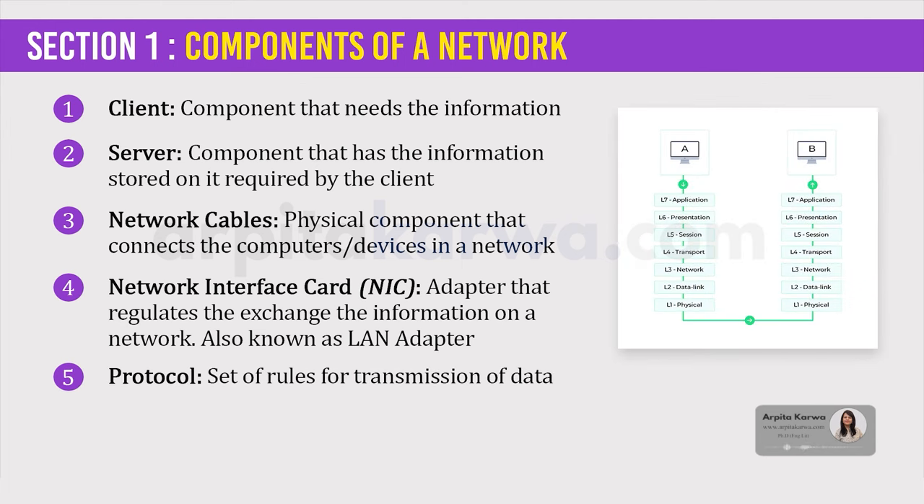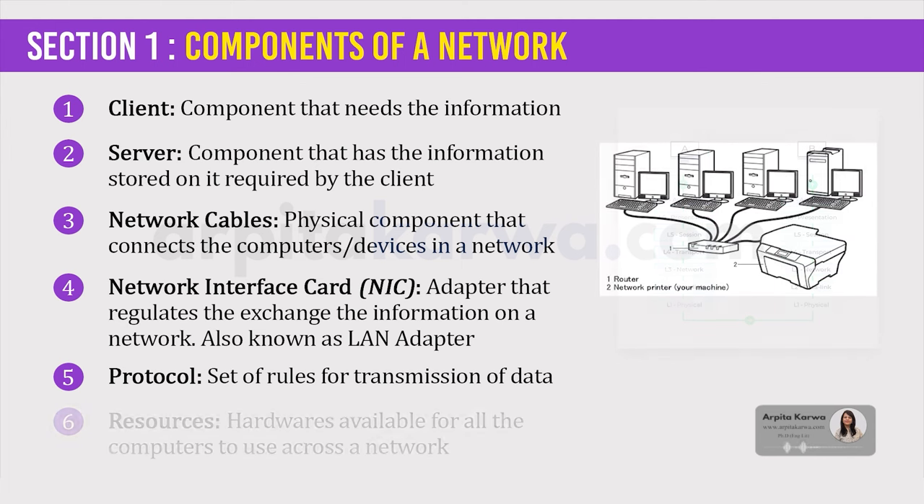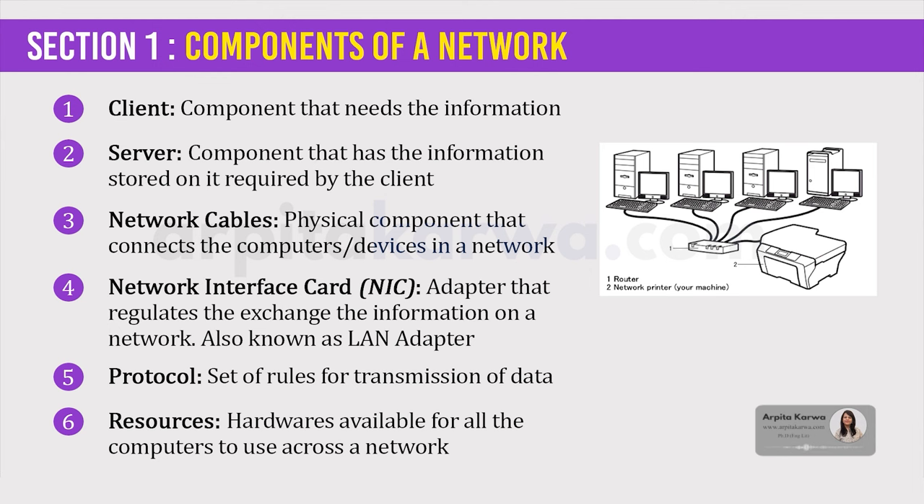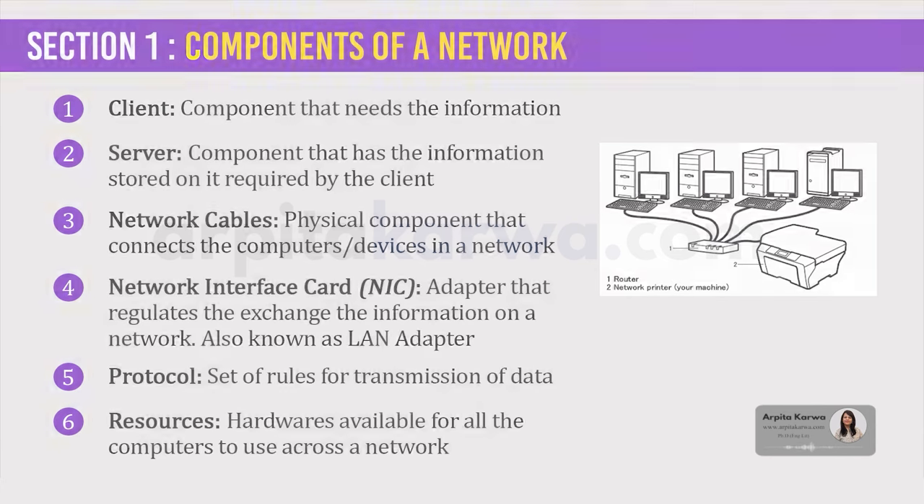Now friends, without rules, there will be total chaos over a network. Hence, we need a set of rules to regulate that network. These rules are called protocol. Now, the hardwares that are available to use on a network are called resources. For example, if we have a computer printer or scanner that any computer in a network can use, these would be called resources. Friends, we talked about the components of a network.